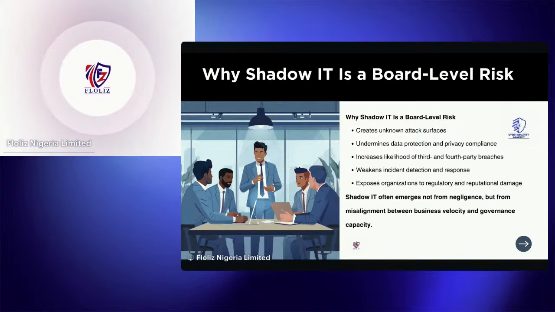So shadow IT often emerges not from negligence, but when the business growth and the IT security team are not on the same page. Because team members want to achieve their goals, they want to use ChatGPT, good. But has the board approved that?